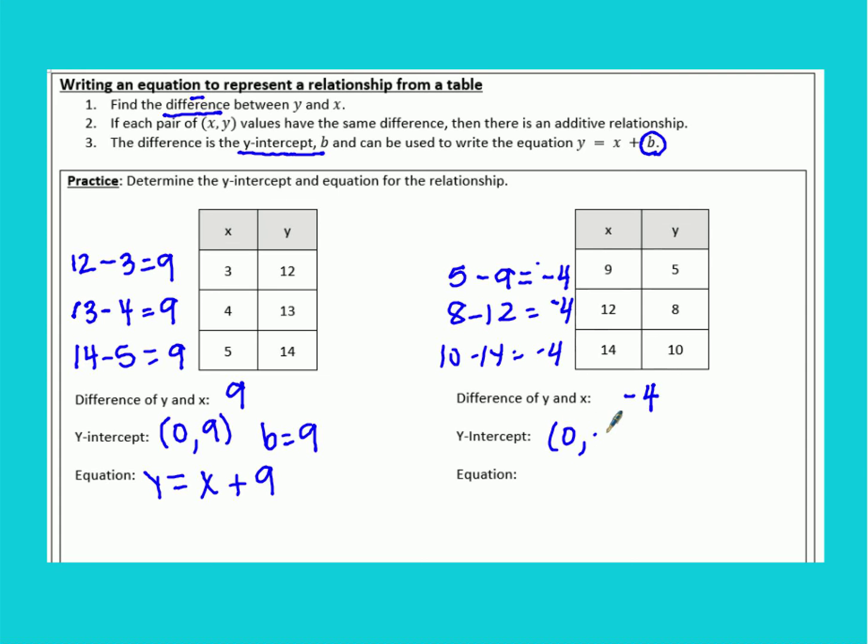That means we can say that (0, negative 4) is our y-intercept, or we can say b equals negative 4. So using our general form of the equation, we can say y equals x minus 4. Now if you wanted to, you could write it as x plus negative 4, but x plus negative 4 is just the same as x minus 4, so this is a little bit neater way to write it. And then you'll be able to identify what your y-intercept is very easily by seeing that there's a negative sign there, so we could say that the y-intercept is negative 4. Whichever way you prefer you can use, but I like this way best.